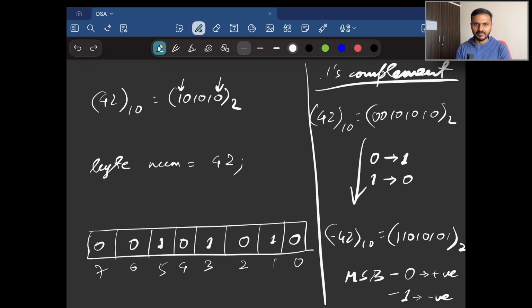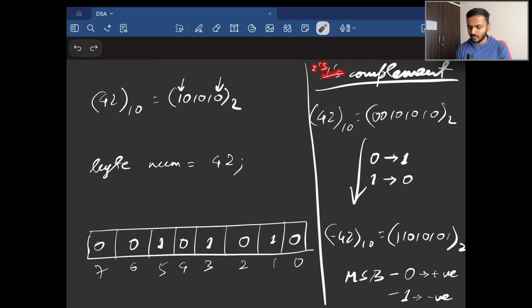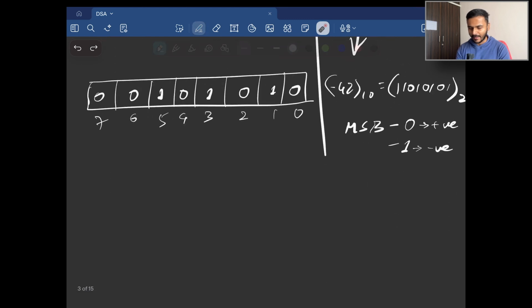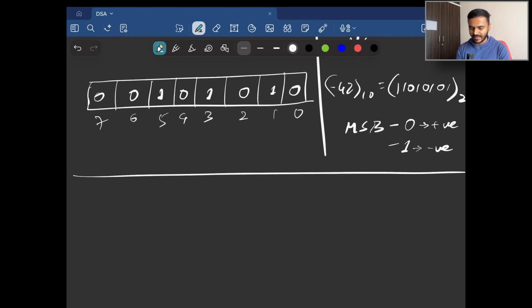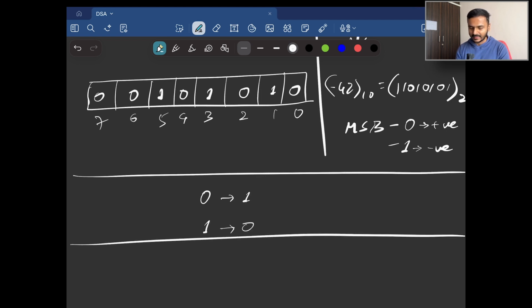So is this how Java represents negative numbers? Well, no. Java uses something called 2's complement. And I'll get to that in a moment. But before that, let me tell you why Java does not use 1's complement. So you see, what's happening in 1's complement is, if we have got 0, we change that to 1. And if we have got 1, we change that to 0. So let's take this example.